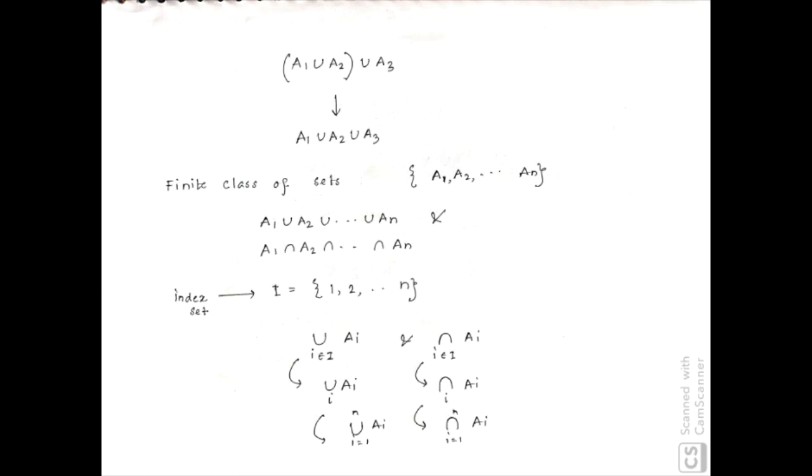The first equation, or the first one of De Morgan's law, says that an element is not in either of two sets precisely when it is outside of both. So I'm repeating, an element is not in either of two sets precisely when it is outside of both. And the second says that it is not in both precisely when it is outside of one or the other.